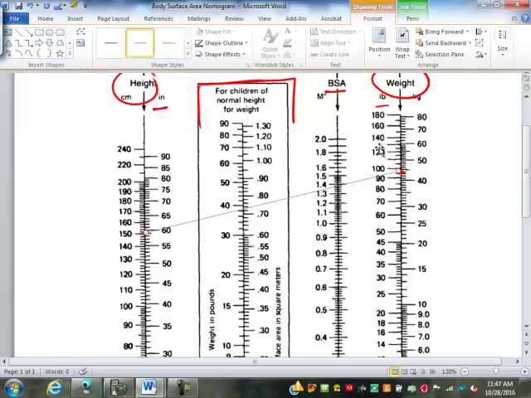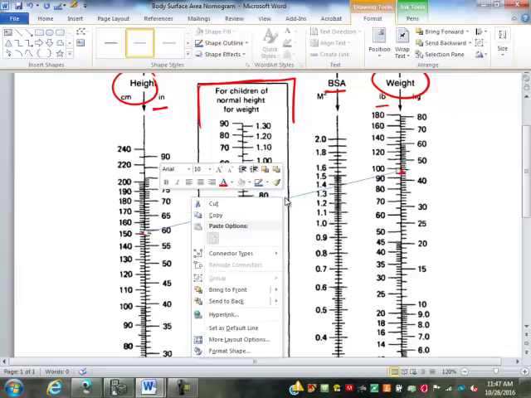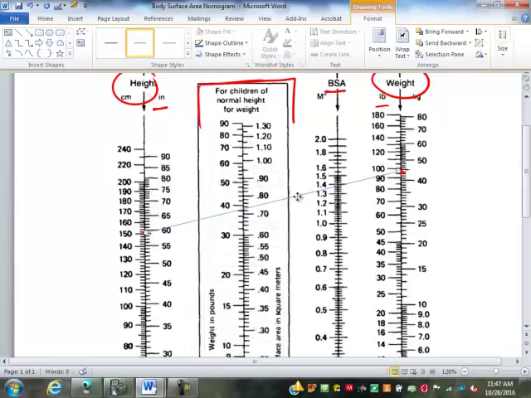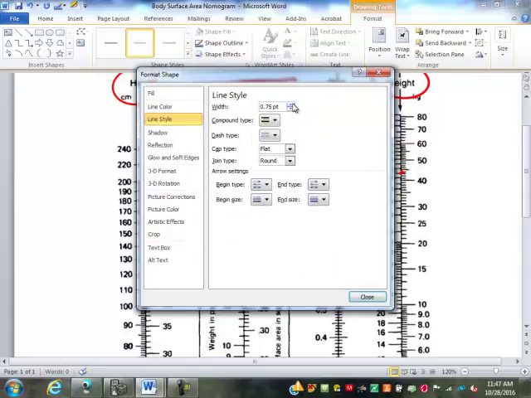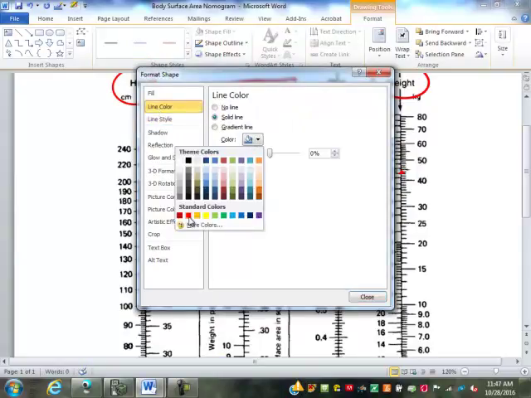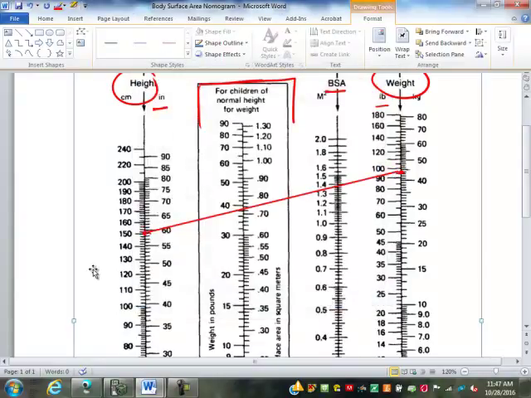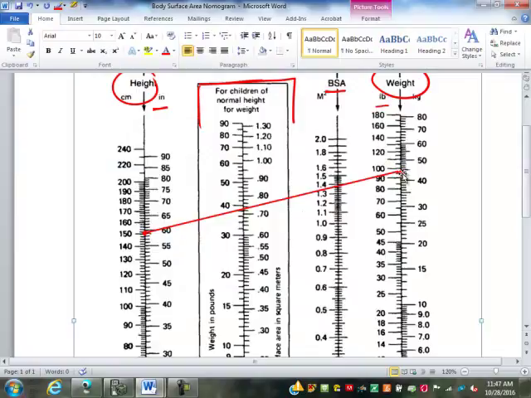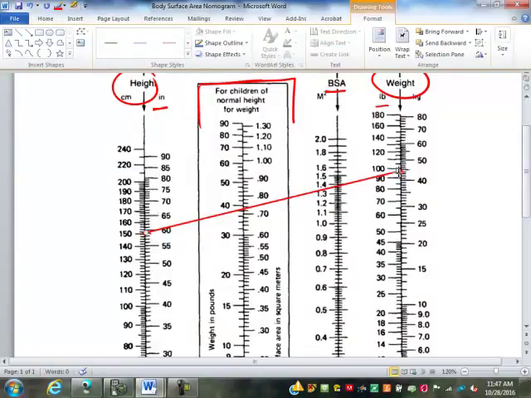And I'm going to beef up that line a little bit to make it more visible for you. Make it red. There. So you can see it a little bit better. You got to adjust this end just a touch to put it right on the 95. Okay, so it connects 59 inches to 95 pounds.